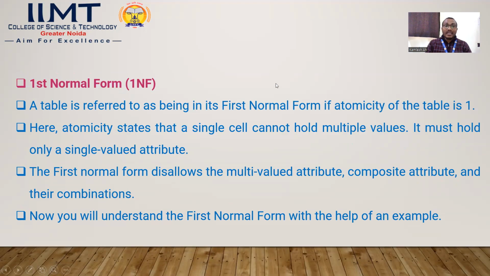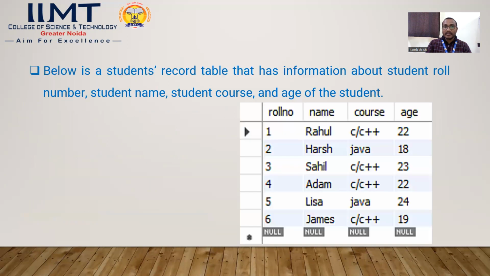First normal form. A table is referred to as being in its first normal form if the atomicity of the table is 1. What is atomicity? Here, atomicity states that a single cell cannot hold multiple values. It must hold only a single value attribute. The first normal form disallows the multi-value attribute, composite attribute, and their combinations. Now you will understand the first normal form with the help of an example.